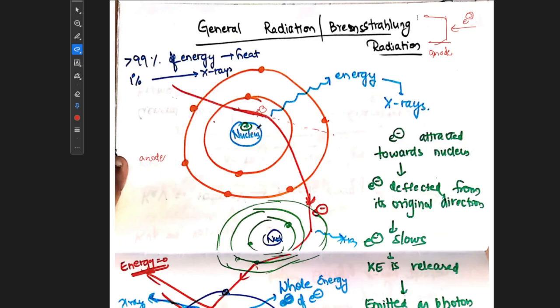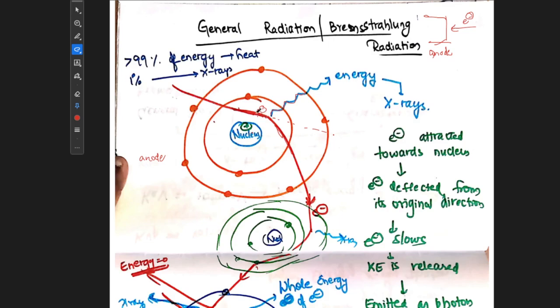That is, the electron is attracted towards the nucleus and is thus deflected from its original direction because of the attraction by the positive charge of the nucleus. When the electron is deflected from its path, it produces energy, which is nothing but the X-rays.